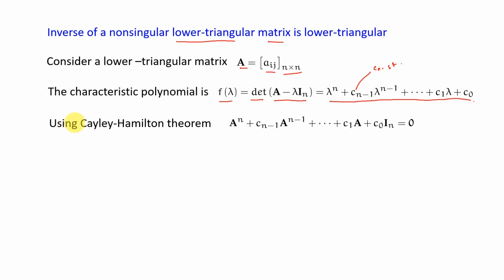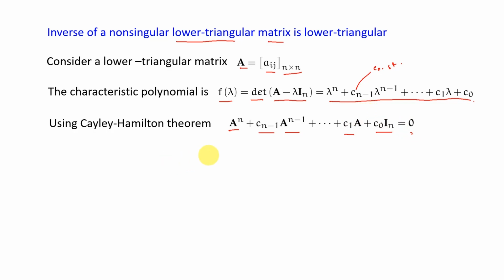Now we can use the Cayley-Hamilton theorem. If you don't remember the characteristic polynomial and the Cayley-Hamilton theorem, you can just take a look at any linear algebra textbook. These are very simple ideas. You will quickly get them in a few minutes. If the characteristic polynomial is like this, then the Cayley-Hamilton theorem says that A to the power n plus c n minus 1 A to the power n minus 1, plus all the way up to c1 A plus c naught times the identity matrix equals a null matrix.